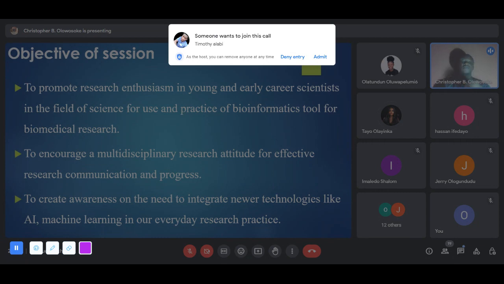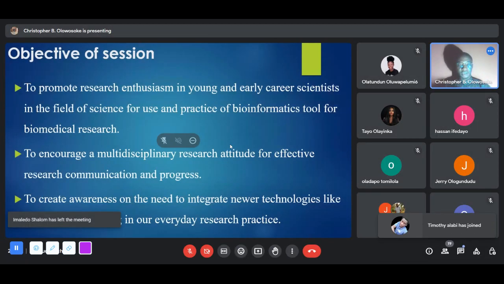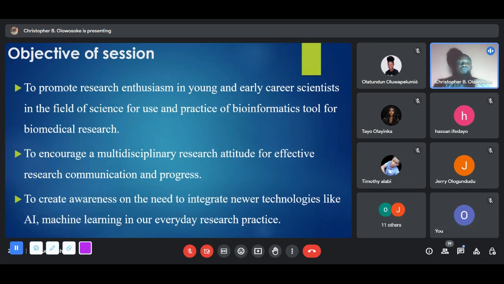The first objective is to promote research enthusiasm in young and early career scientists in the field of science. And like I said, not just life science. It could be pure science, agriculture, or engineering. As a biotechnologist, when I was an undergraduate, I was opportune to work in diverse fields, and knowledge from those diverse fields is applicable in bioinformatics. So that is one of the objectives of this session.